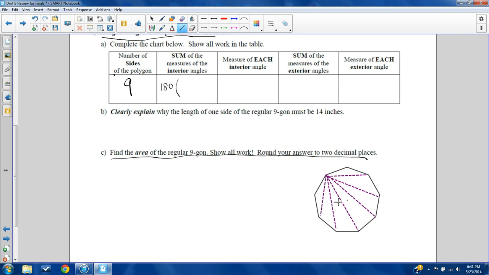1, 2, 3, 4, 5, 6, 7 triangles. All triangles add up to 180 degrees. If I take 180 and multiply by 7, I will get my number.